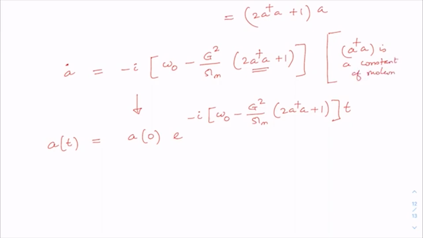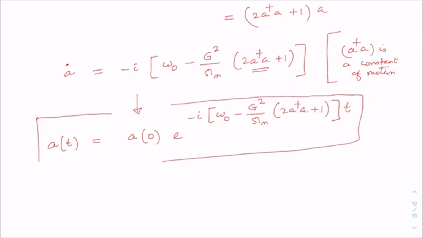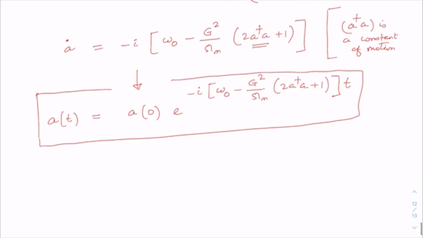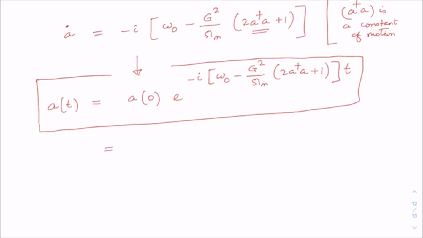Constant of motion, or it is a conserved quantity. So that's the reason I can express the solution in this particular form, or in fact I can write it this way also: A0 e to the power minus i omega tilde t, where the frequency is slightly modified because of the presence of the coupling.